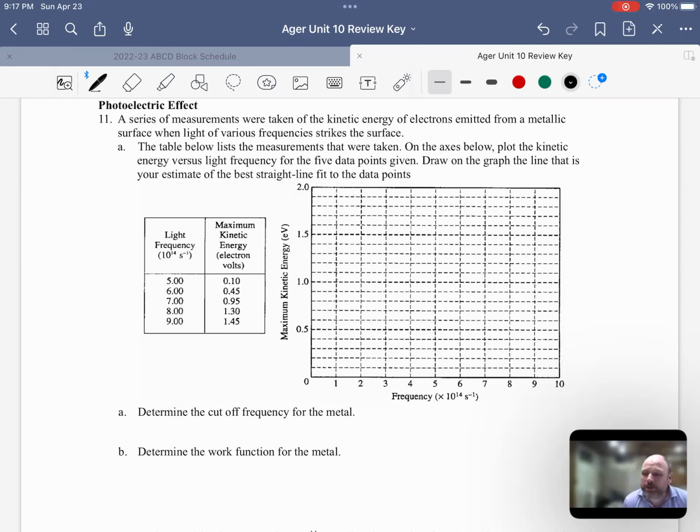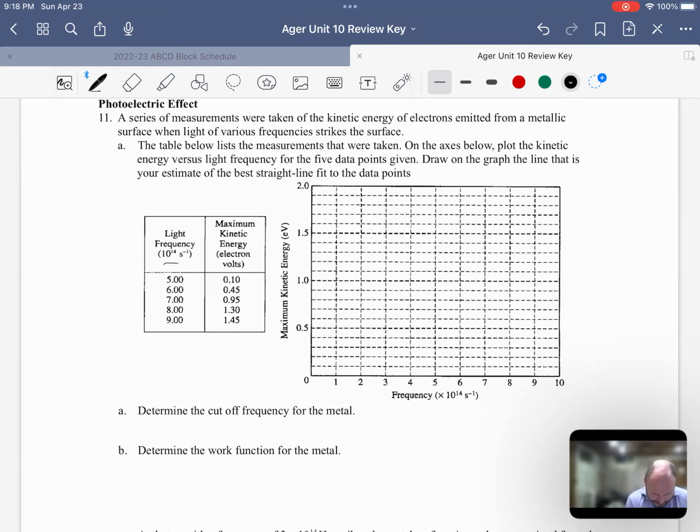And again, this is what Einstein won his Nobel Prize for. So, 11 series of measurements were taken. The kinetic energy of the electrons emitted from the metal was measured. So we have a table below. We have the light frequency: 5 times 10 to the 14th, 6 times 10 to the 14th, 7. So these are very high frequencies.